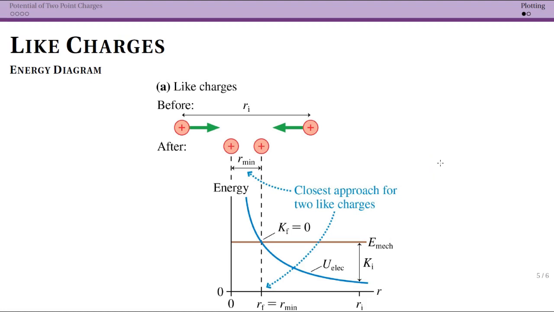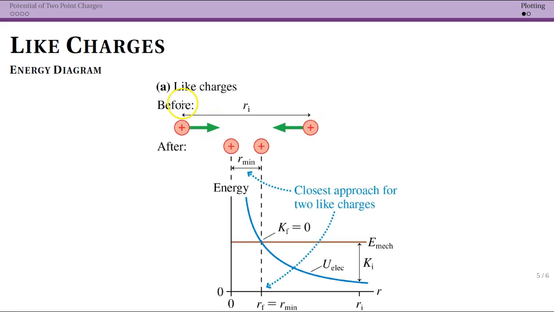We're now going to look at energy diagrams for two interacting point charges. And I'm calling it plotting because what's really important here, in addition to just the fact that it's an energy diagram, is also plotting what the potential is going to look like. So let's first look at like charges, and we're going to consider these to both be positive.